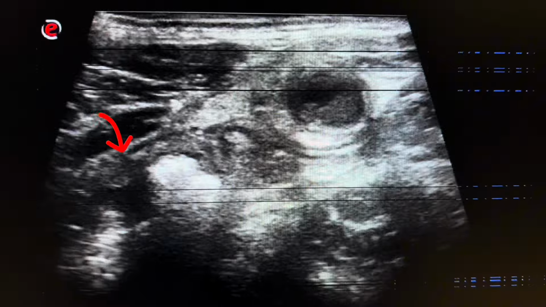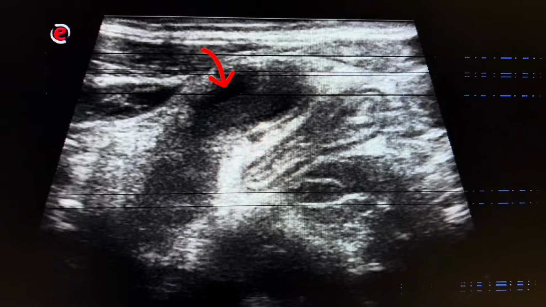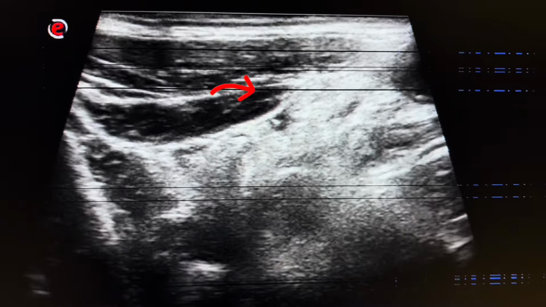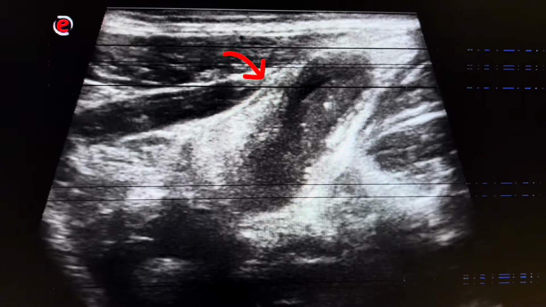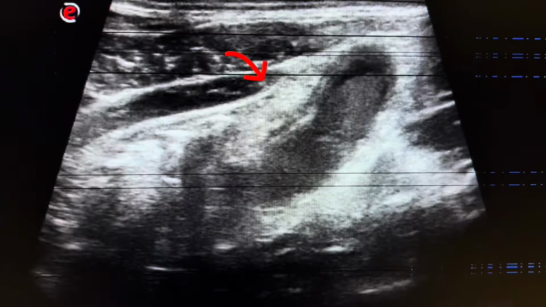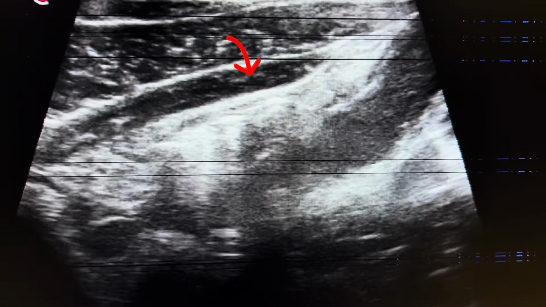and this is the cecum. The appendix lies anterior, on the left lateral side of the cecum, and anterior to the distal ileum. The peri-appendicular tissues are echogenic and inflamed, but no free fluid is seen.